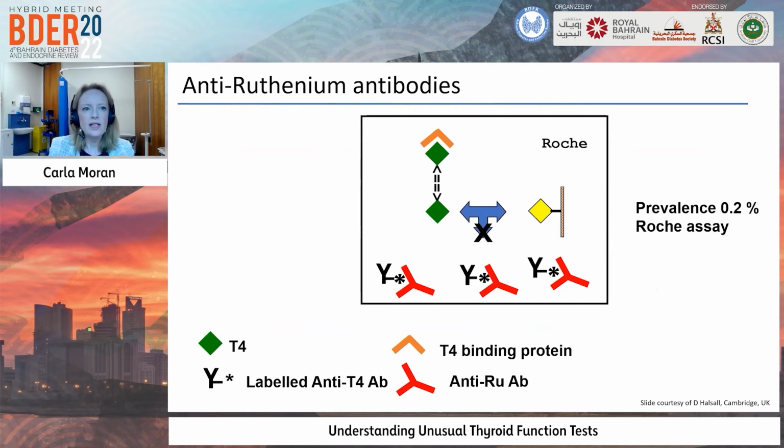A small number of patients can develop antibodies to ruthenium, which is the label in this assay. And the presence of these anti-ruthenium antibodies essentially affects the ability of these labeled anti-T4 antibodies to bind to the T4. And so a lower signal is produced. And so it's reported that the endogenous T4 is elevated. The prevalence of this is felt to be 2 in 1,000 individuals in the Roche assay. So it's not terribly common, but when you think about how often we measure free T4, this is something that we will see not infrequently as endocrinologists.